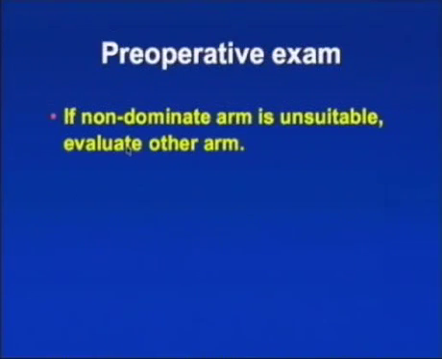Now, in the preoperative exam, we like to evaluate the non-dominant arm on the patient because that's the one that will most likely be used for the fistula or the graft implantation. If we evaluate the non-dominant arm and it's unsuitable, either on the venous side or the arterial side, then we evaluate the other arm. Some laboratories evaluate the arms bilaterally. What we find, to save time and effort, is that we tend not to evaluate the other arm unless the primary arm is unsuitable.